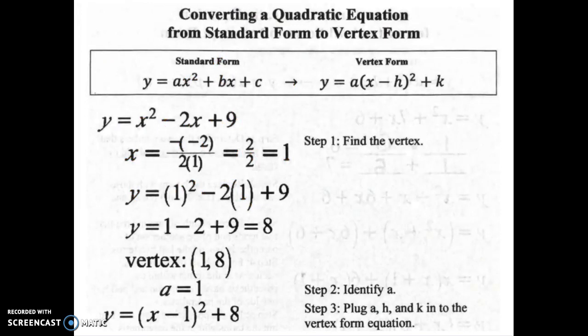Now we're going to move on to converting from standard form to vertex form. There are 3 steps here. You're going to first find the vertex. You should remember this from the previous lesson of identifying characteristics. After you find the vertex, you're going to identify your A. And then lastly, you're just going to plug your A, H, and K into the vertex form equation.